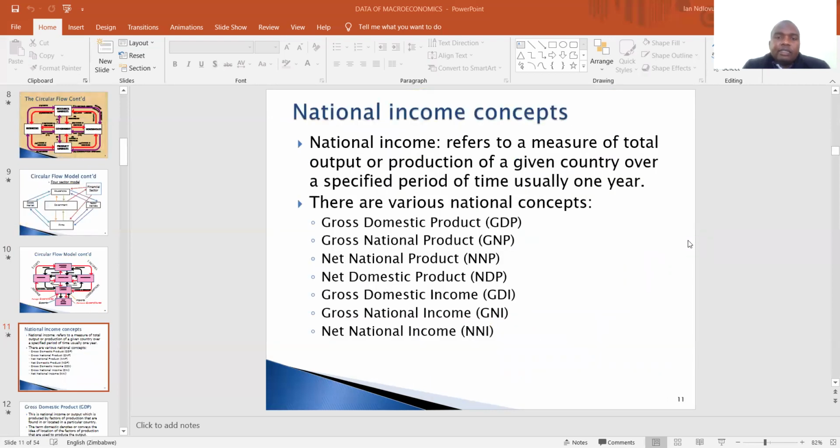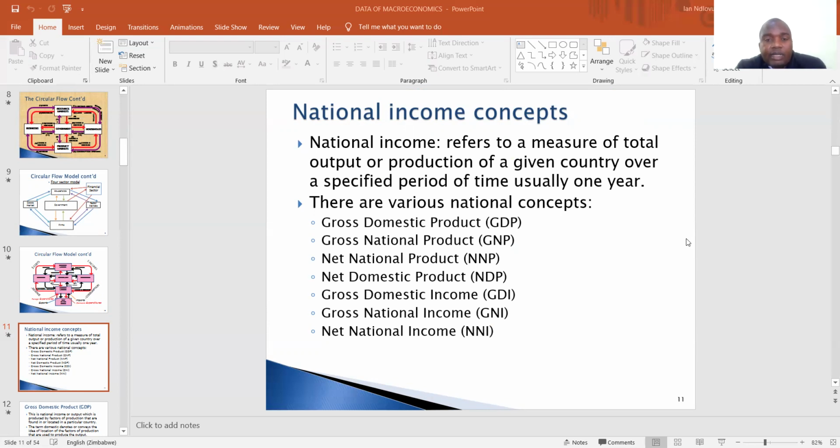And then national income concepts. What is national income? I've been talking about national income, but I haven't defined it. National income refers to a measure of total output or production of a given country over a specified period of time, which is usually 1 year.